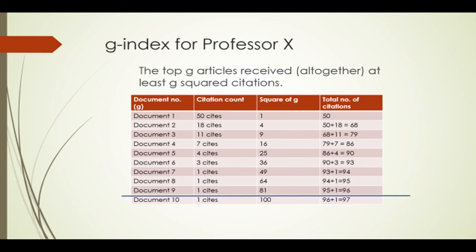Fifth one, the 5th document, if you are considering at least 5 citations each. All of the first 4 satisfy, but the 5th one doesn't have 5 citations, just 4 citations. So only 4 articles have got 4 citations each. Therefore, the HIndex of Professor X would be 4. So the HIndex of the Professor is 4, whereas the GIndex of the Professor is 9.